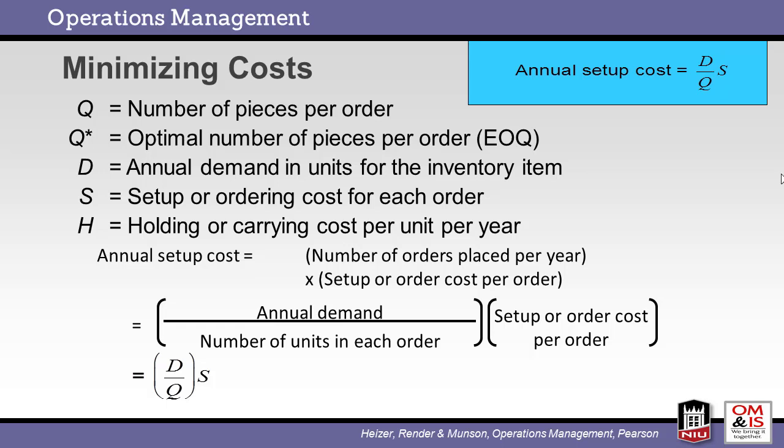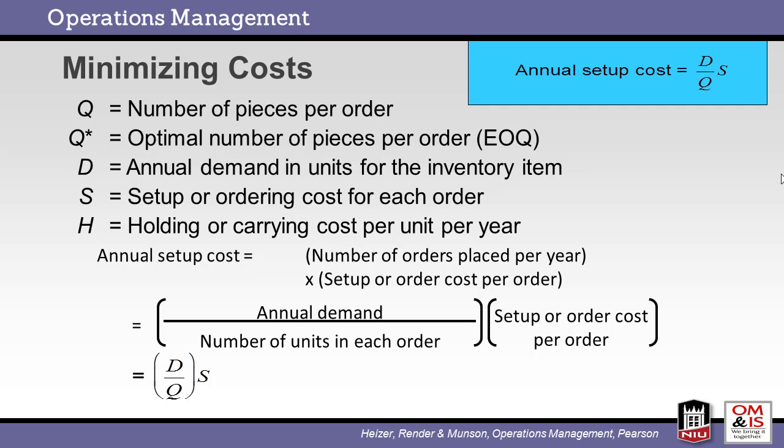Let's look at the EOQ equation. We start by defining the equation for annual setup cost. The variable definitions are listed here. Notice that the length of time considered for each variable value must be the same. We look at annual demand and annual carrying cost. If our starting point uses different lengths of time, one or the other must be converted.